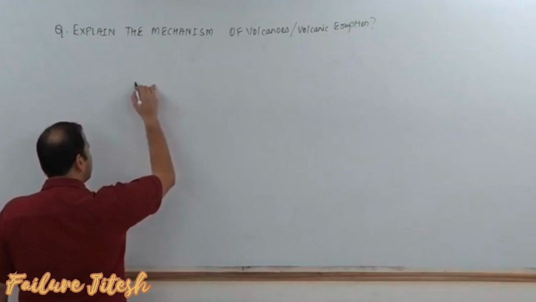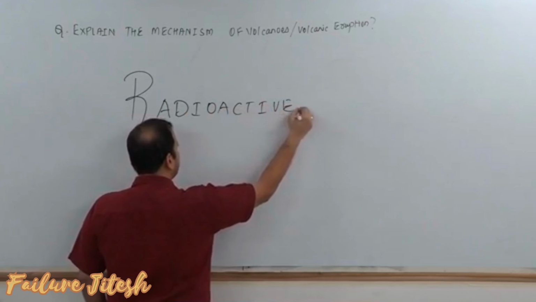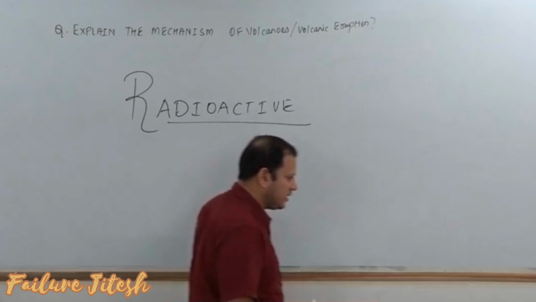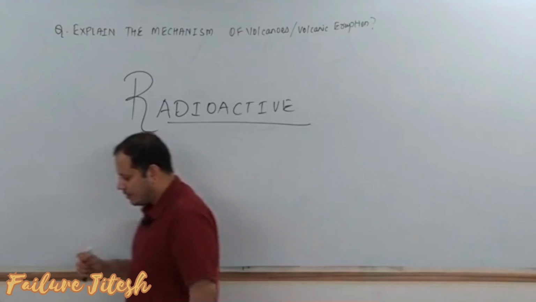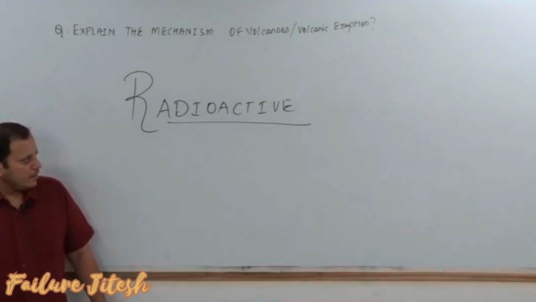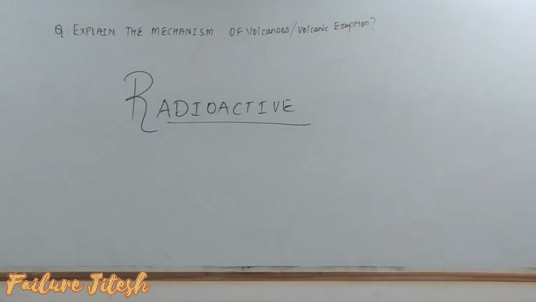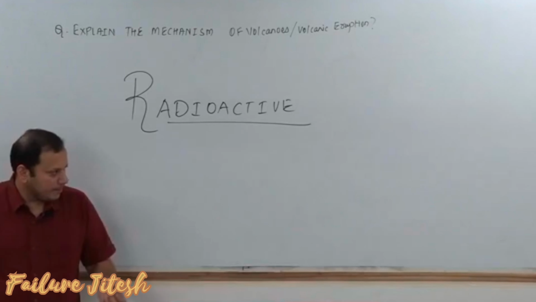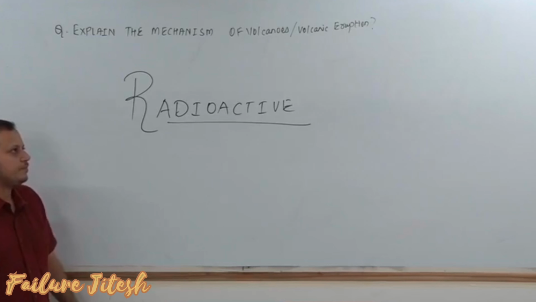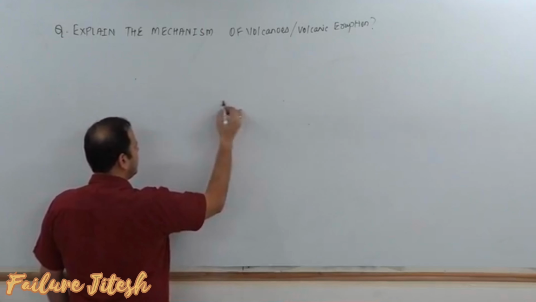The heat due to minerals, especially the radioactive minerals, is brought up in the form of magma by convectional currents, causing volcanic eruption.